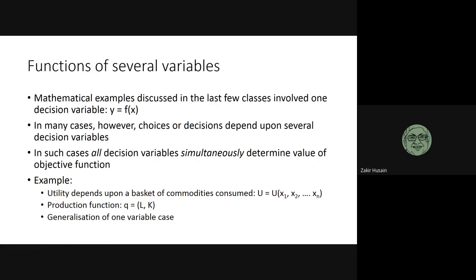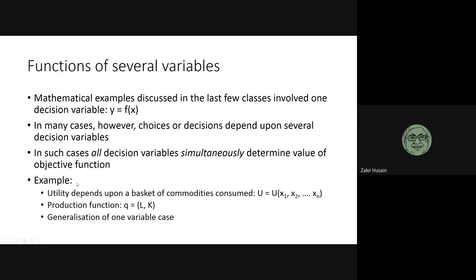Now, so far we had discussed the case when y depends upon only one variable x. But in many cases, in fact in most cases, our choices, decisions, or outcomes will depend upon not one but several decision variables. So instead of y equal to f(x), we have to write y depends upon x1, x2, x3 up to xn. In such cases, all decision variables, that is x1 to xn, simultaneously determine the value of the objective function, that is the value of y.